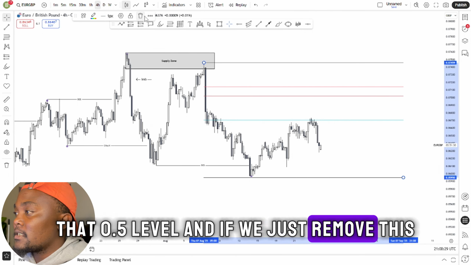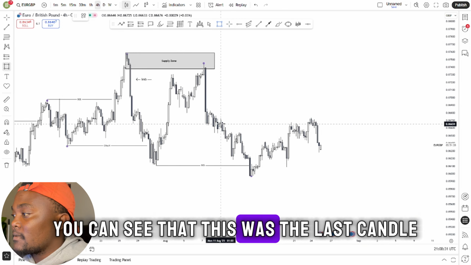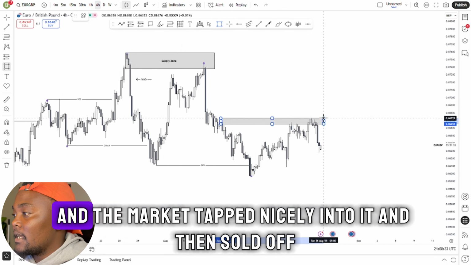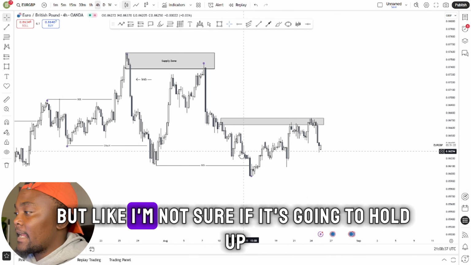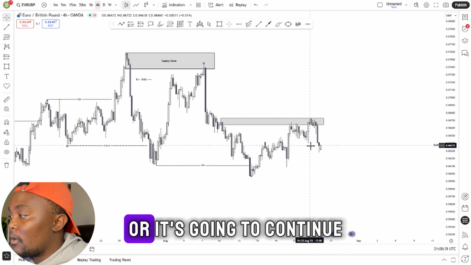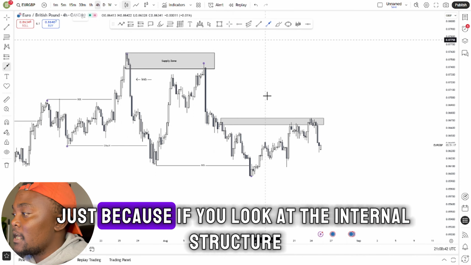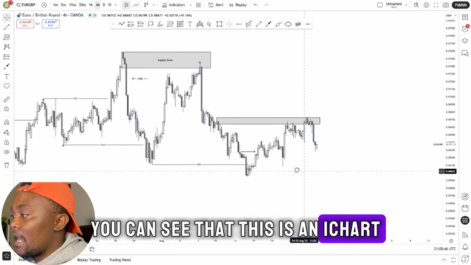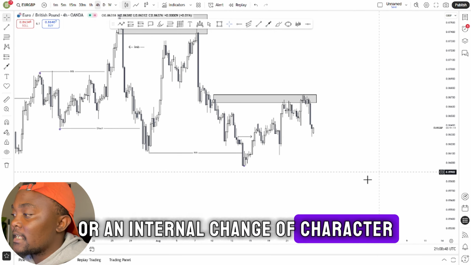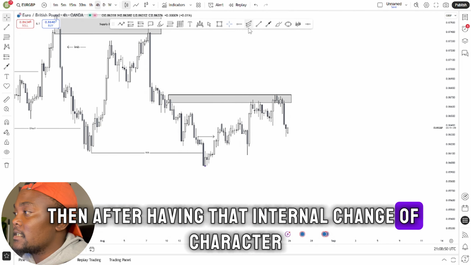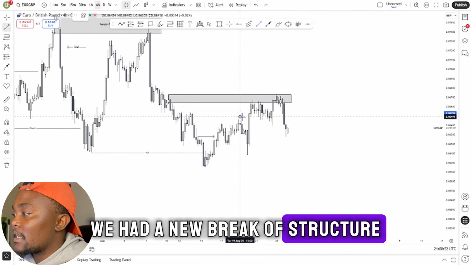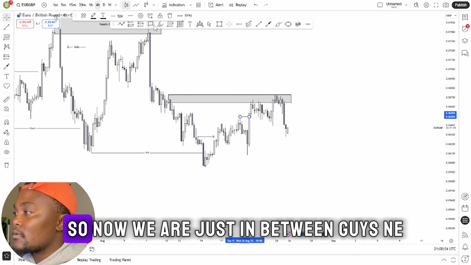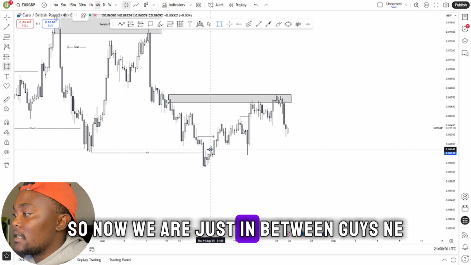And if we just remove this, you can see that this was the last candle, and the market tapped nicely into it and then sold off. But I'm not sure if it's going to hold up or continue, because if you look at the internal structure, you can see that this is an iCHoCH, or an internal change of character. Then after having that internal change of character, we had a new break of structure, which is this one here. So now we are just in between, guys.